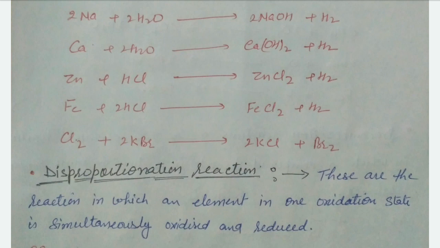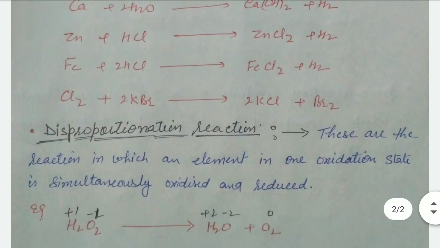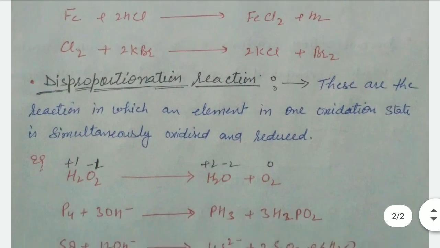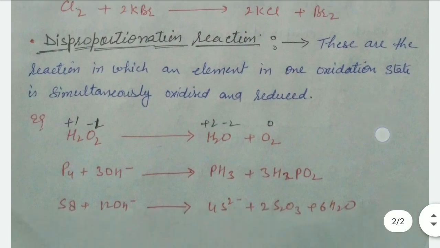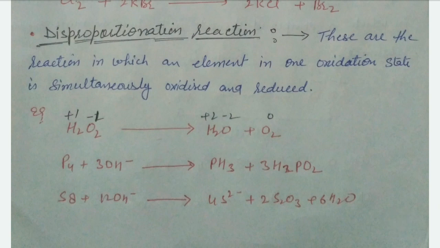The other reaction is disproportionation reaction. Disproportionation is a special type of redox reaction. These are the reactions in which an element of one oxidation state is simultaneously oxidized and reduced. It means the reactant is oxidized as well as reduced in a reaction. Like H2O2 decomposing to H2O and O2, H2O2 is oxidized as well as reduced.